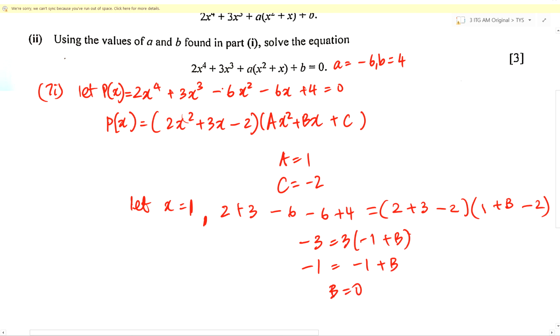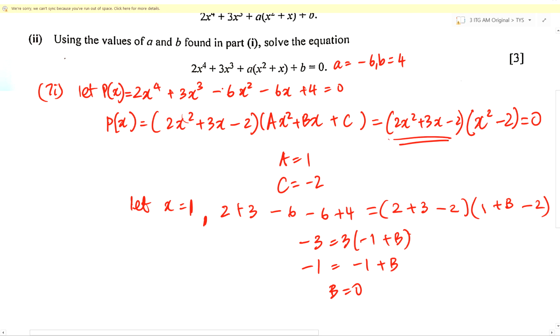Okay, so now our quadratic is actually 2x squared plus 3x minus 2 times, instead of a, we now write, oh, we don't need to write a value of 1, so you put x squared. B's value is 0, C is negative 2: x squared minus 2. And this is supposed to be equal to 0. We have already factorized the first quadratic at the start of part 1.